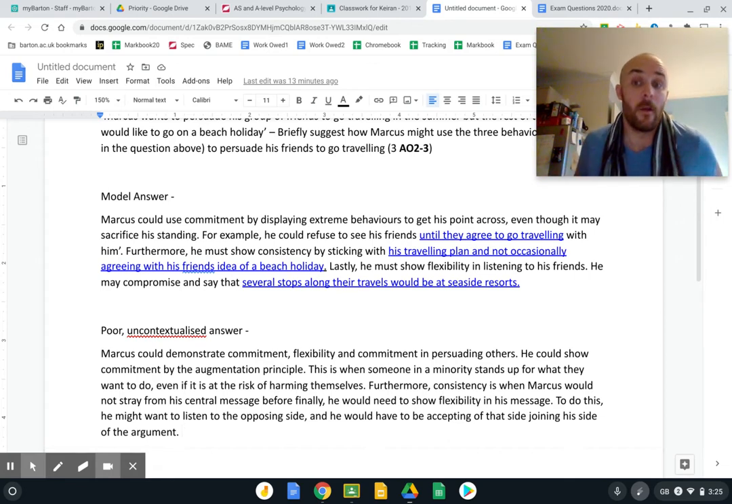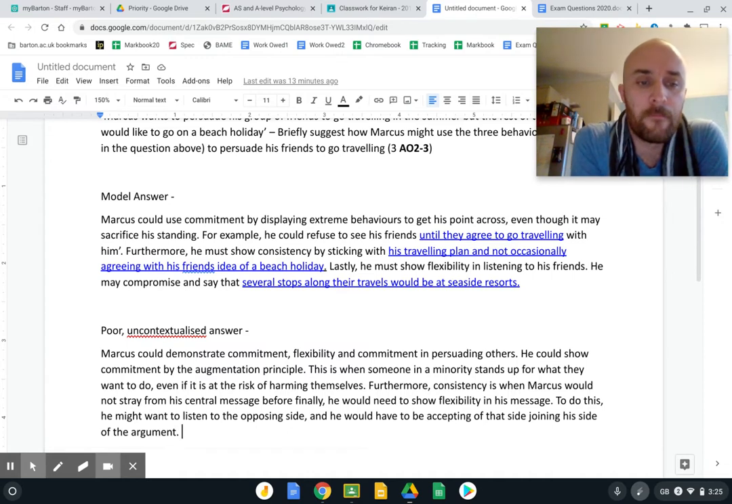It's not simply about putting direct quotes in. It is quite important. So, Marcus. Now, just because I've used the word Marcus doesn't mean I'm contextualizing. It's a good start, but it doesn't mean I'm contextualizing. Marcus should use commitment by displaying extreme behaviors to get his point across, even though it may sacrifice his standing. So that's not particularly good, even though it is a model answer, because I haven't really applied anything at this stage.